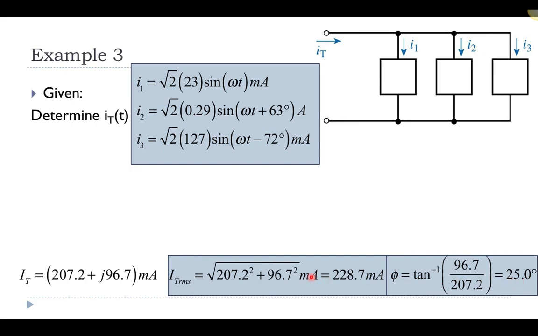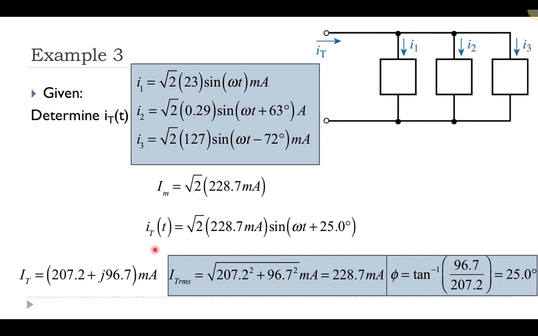Once I have those values, I can figure out the amplitude of my total current, because this is the effective value, or the root mean square value. To find the amplitude, I have to multiply that value by the square root of 2. Now I can write my total sinusoidally varying current as the amplitude times sine omega t plus the phase angle that I found. So complex numbers are extremely powerful when we're analyzing AC circuits, and we've seen this by just applying Kirchhoff's current law and Kirchhoff's voltage law.